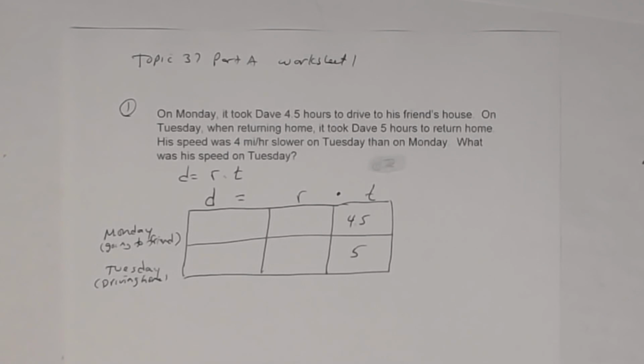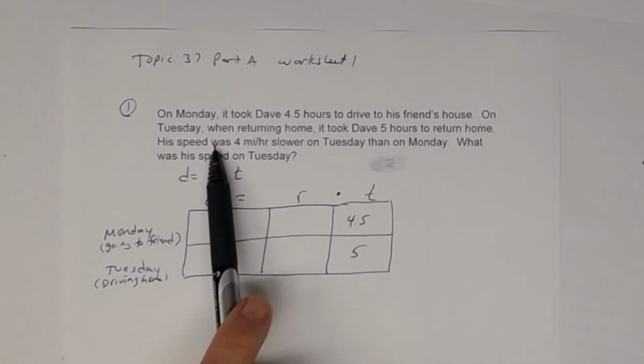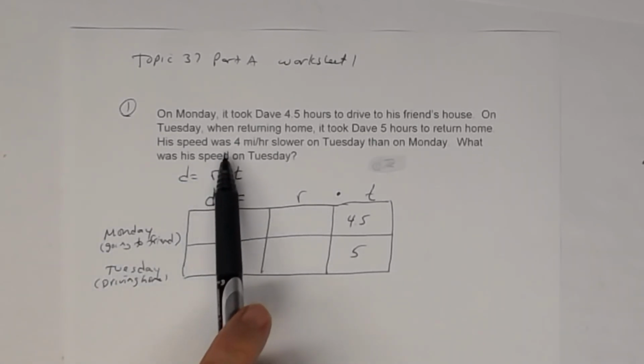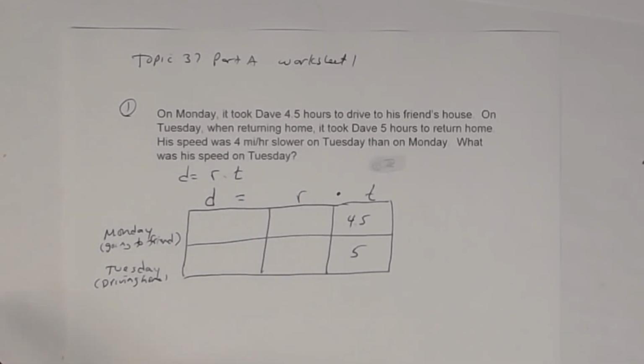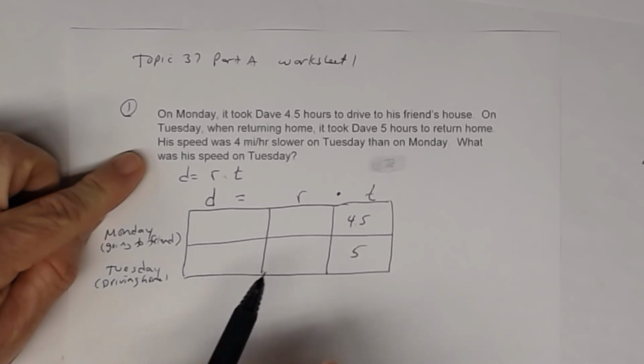All right. The next sentence says that his speed when he returned home, which is the rate, so rate is the speed, is 4 miles per hour slower on Tuesday than on Monday. And the question is, what is his speed on Tuesday? So it's his speed on Tuesday. So what we need to think about is this. Notice this statement here. You're looking for speed, and in particular, his speed on Tuesday.